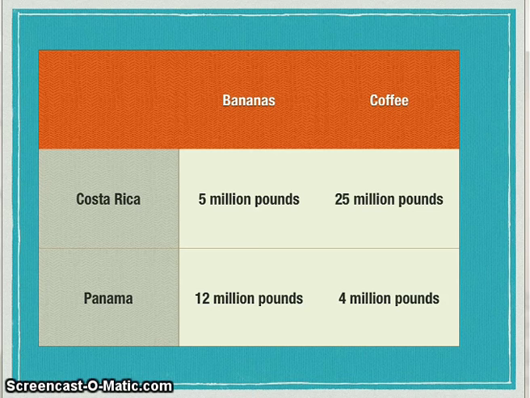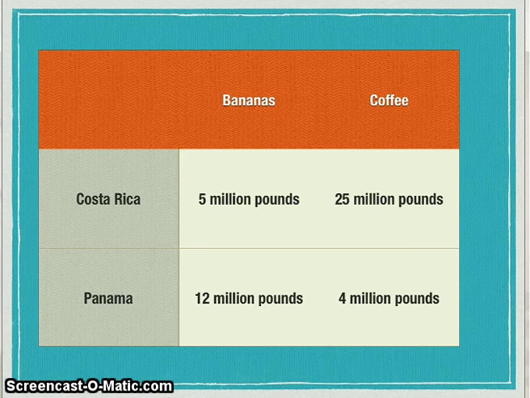Let's suppose that if Costa Rica devoted all of its resources to producing coffee, it could produce 25 million pounds per year. And if it devoted all of its resources to growing bananas, it could produce 5 million pounds a year. In terms of resources, Costa Rica thus would be producing 5 pounds of coffee for every 1 pound of bananas. The pound of bananas would be the trade-off for the 5 pounds of coffee, so they'd be trading 1 pound of bananas for every 5 pounds of coffee. Costa Rica's exchange ratio between coffee and bananas would be 5 to 1.